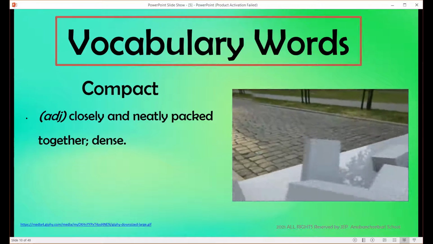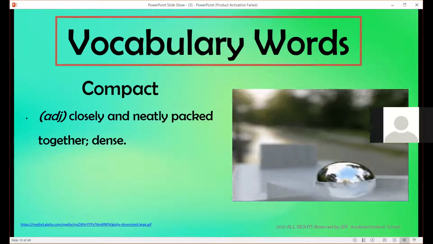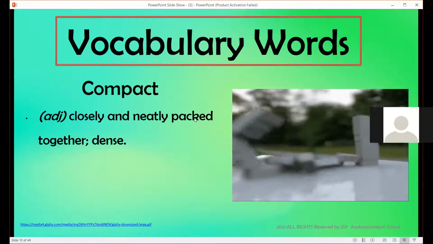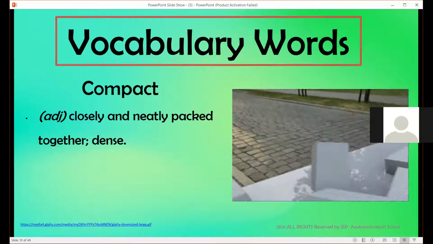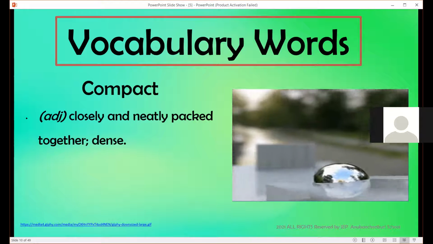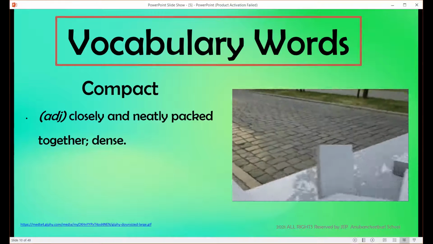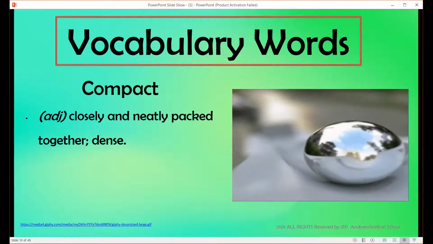So let's ask Natcha. Number 36. Can you hear me? Yes. Can you read compact, please? Please read the meaning. Closely and neatly packed together. Okay, closely and neatly packed together or dense.